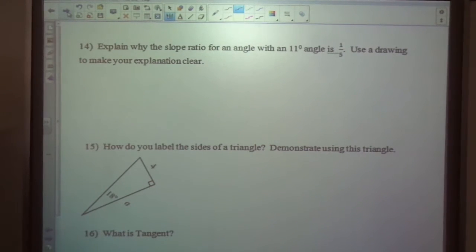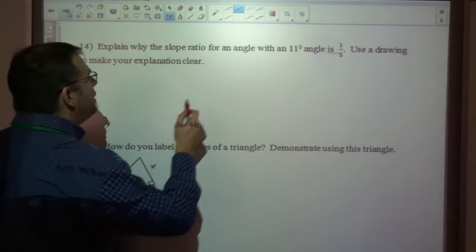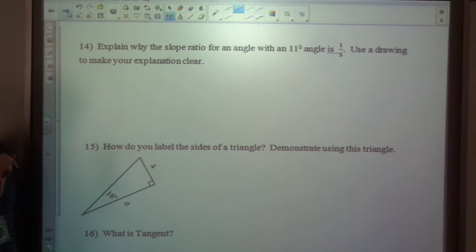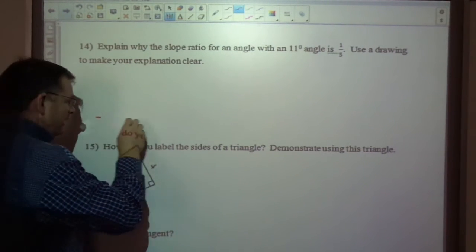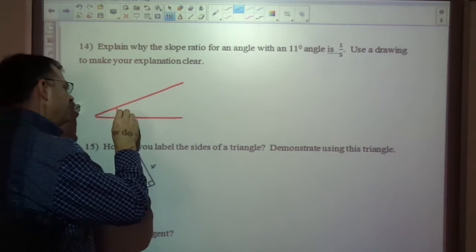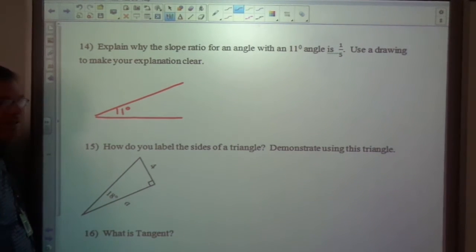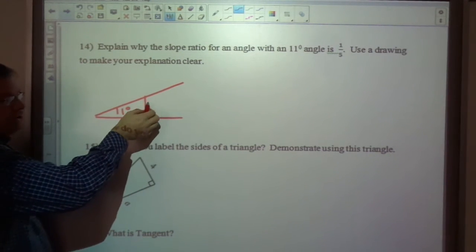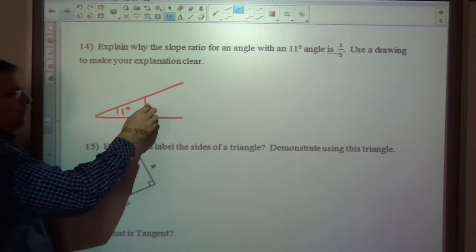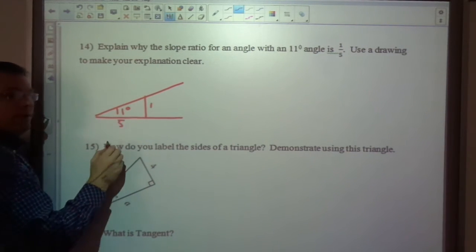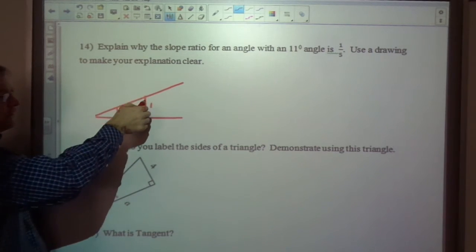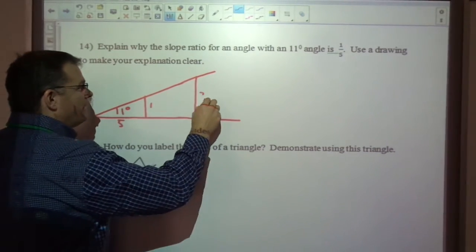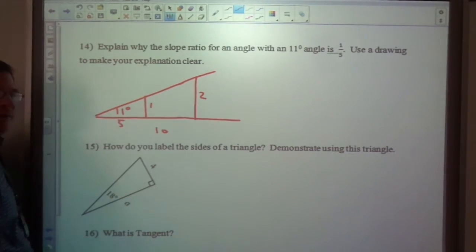Why is the slope ratio for an 11-degree angle 1/5? Why is it that if I hit the tangent button of 11 degrees, I get about 0.2? Well, because if I have this angle of 11 degrees, any place that I draw a triangle here, the ratio of the change in y over the change in x will always be in the ratio of 1 to 5. There's going to be one triangle here that goes up 1 and goes over 5. There's going to be another one at some point that's maybe up 2 and over 10.